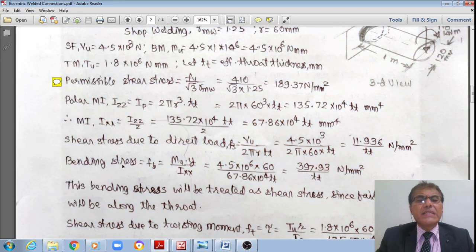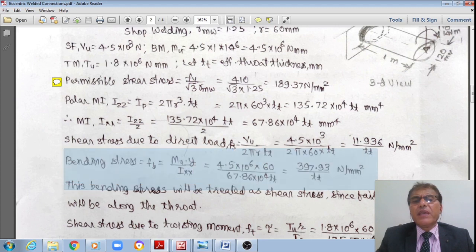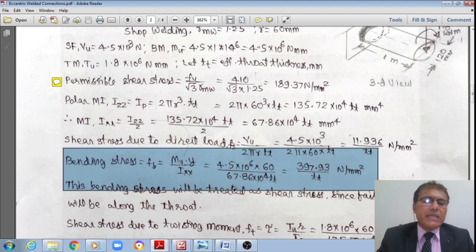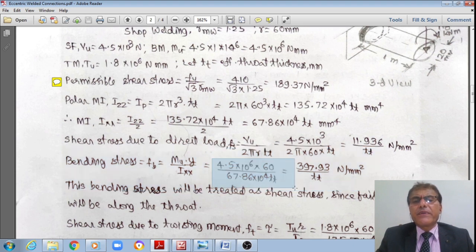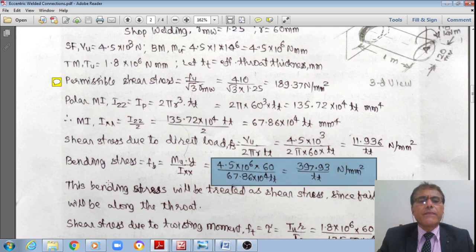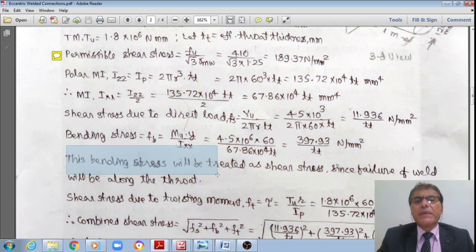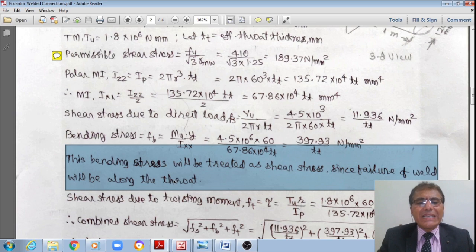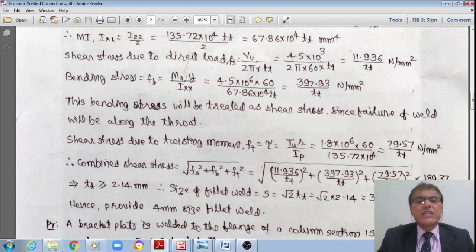And what is the bending stress? Bending stress is given by Fb is equal to My by I or M by Z. Therefore, substituting which, now I will get 4.5 into 10 to the power 6 multiplied by 60 divided by 67.86 into 10 to the power 4 multiplied by Tt, or say 397.93 divided by Tt Newton per mm square, right? However, this bending stress will be treated as shear force, because the failure of this weld is along the effective throat thickness.